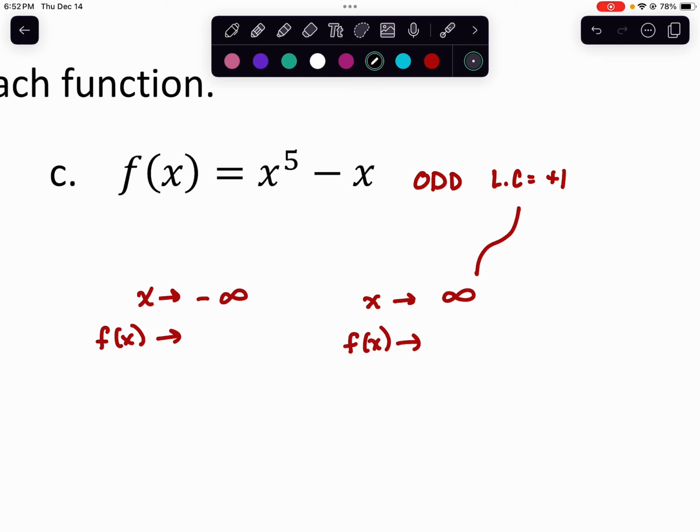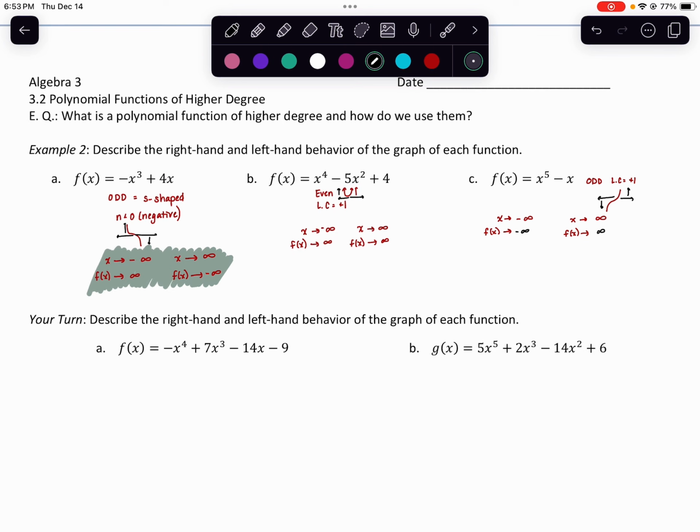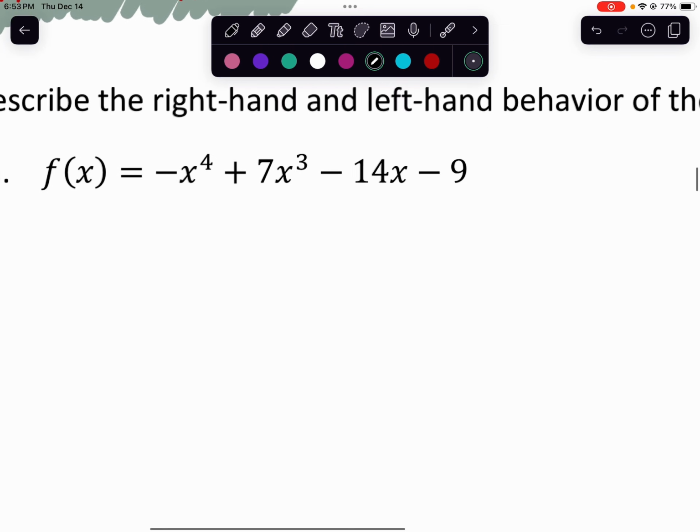Okay, so as I'm walking to the left, my graph goes down. That's negative infinity. As I walk to the right, my graph goes up, positive infinity. All right, so again, pause the video, do these two your turns, and then come back and check to see if they're right.